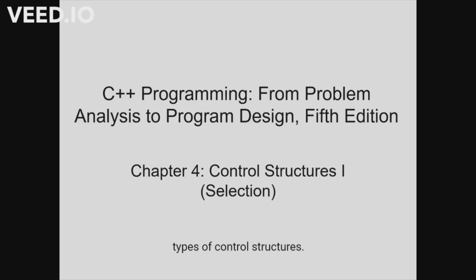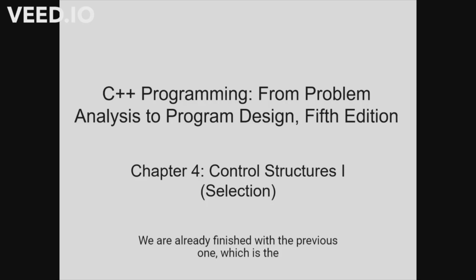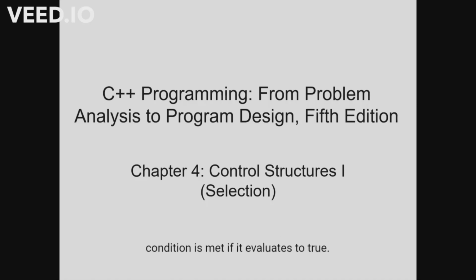There are different types of control structures a computer can proceed with. We are already finished with the previous one, which is the sequential part, and this time we're going to make use of selectivity, or branching, or making a choice. The next meeting will be the repetitive or iterative structure, what we call looping. Some statements are executed only if certain conditions are met. This is actually for selection and repetition, and if a condition is met, it evaluates to true.